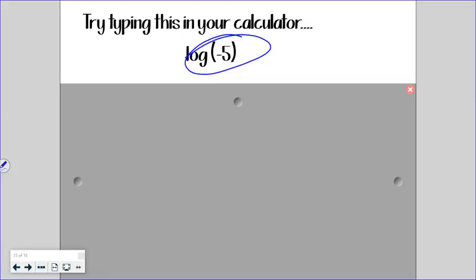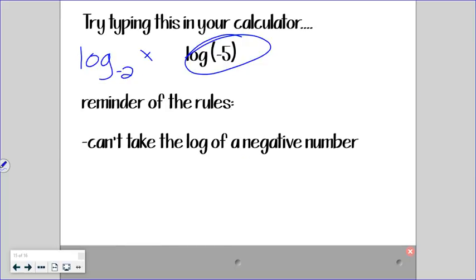Remember, there are 2 places you cannot have a negative. I cannot take the logarithm of a negative. I cannot have a log of a negative, right? That is a rule of logarithms. You cannot take the log of a negative. You cannot have a log base of a negative number. Okay, so keep an eye out for that. Don't get stuck on that problem. There is no work to do. You stop and you say no solution.